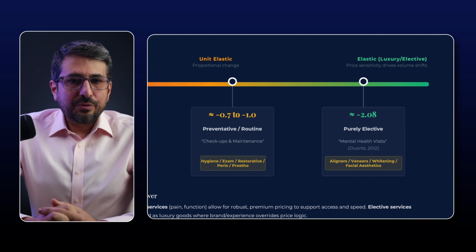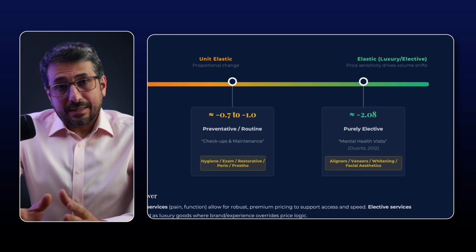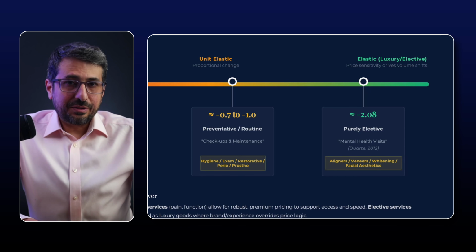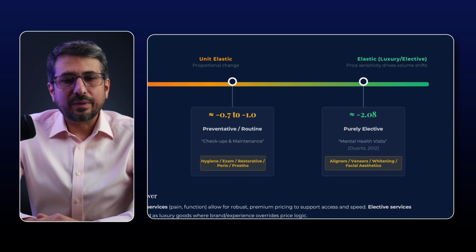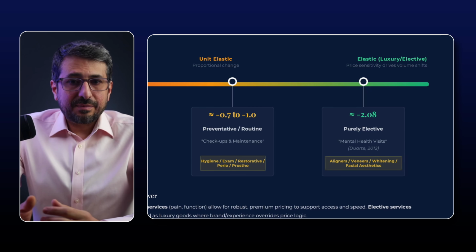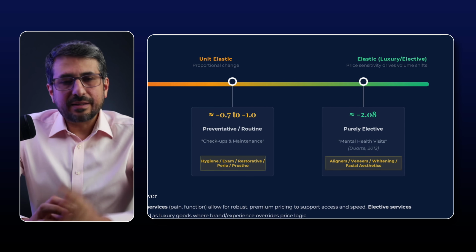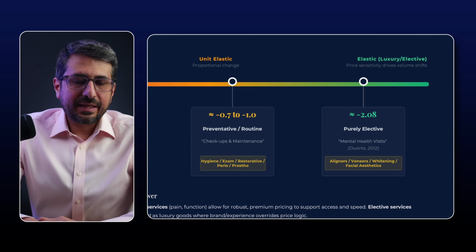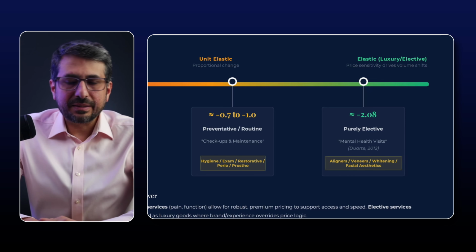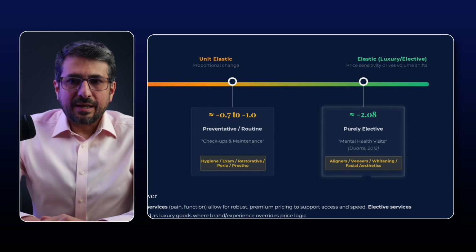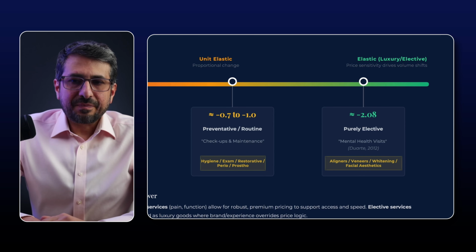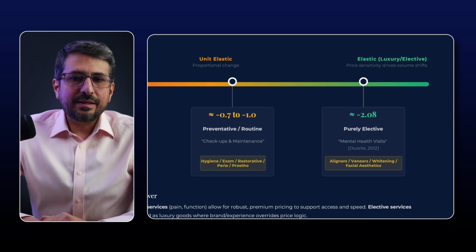Then we go into an area that's still inelastic by the traditional means. It's still less than minus 1. And that's where we go into checkups and fillings and maintenance. And I say fillings with one caveat, which I'll highlight in a bit. But let's look at the elastic bits. And the elastic bits in dentistry are the aligners, the veneers, the whitening, the facial aesthetics, anything that is elective.